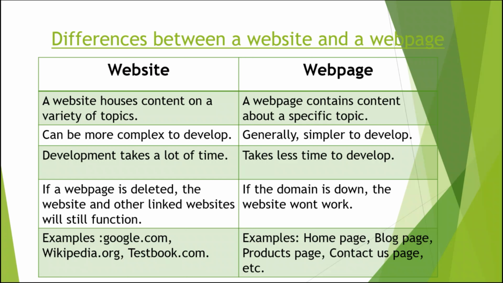Okay, we have examples of websites. We have google.com, like I said earlier, we have wikipedia.org, and we have testbook.com. All these are examples of websites and they contain different web pages. For example, of web pages, we have the home page, the blog page, product page, contact us page, and so many others. So if we bring the home page, blog page, and all these web pages together and we connect them with a URL and we host it on a server, it will give us a website.